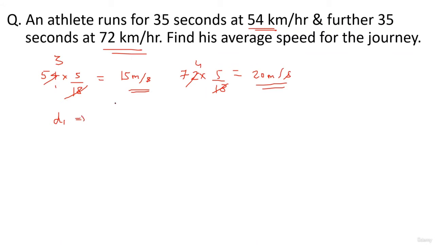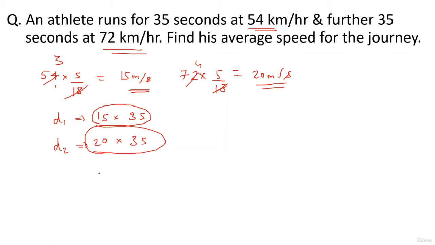So we can find the total distance for the first journey. Distance is speed into time. The first leg of journey, the speed is 15 meters per second and time is 35 seconds. So distance is speed into time. And for the second leg of journey, the speed is 20 meters per second and the time is 35 seconds. The distance is speed into time again. The total distance is this plus this. So 15 plus 20, 35 you can take common. That's the total distance.